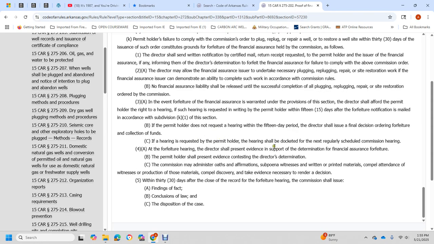If a hearing is requested by the permit holder, the hearing shall be docketed for the next regular scheduled commission hearing. At the forfeiture hearing, the director shall present evidence to support the determination of the forfeiture of the financial assurance, and the permit holder shall present evidence contesting the director's determination.